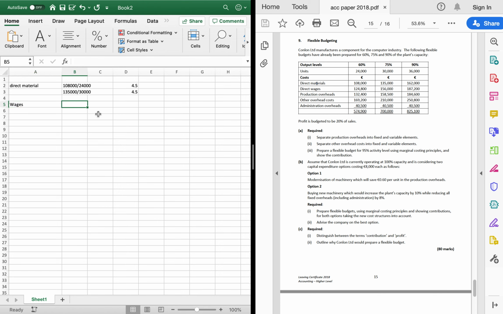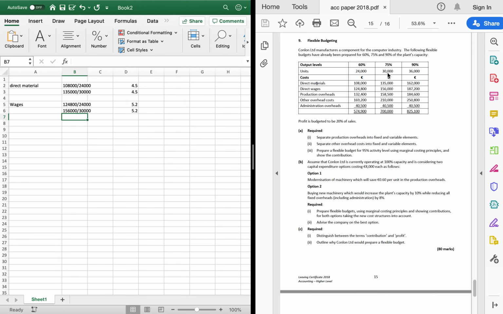Do the same then for wages. If you take the 124,800 and divide by 24,000, you get 5.20. If you take the 156,000 and divide that by 30,000, you get 5.20. So that's how you know it's variable. It's per unit. If you were to do the same with production overheads, you will get different answers when you divide them by 24,000 and 30,000, and the same with other overheads. So that's why they're mixed.